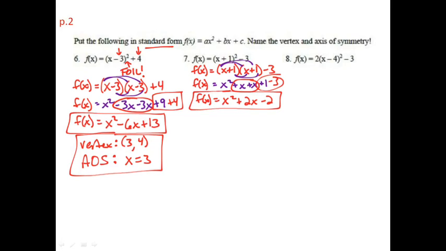And then looking at the original form, that plus 1 inside the parentheses lets us know we moved to the left one. The minus 3 at the end means we moved down 3. So our vertex is located at (-1, -3), with our axis of symmetry at x equals -1.